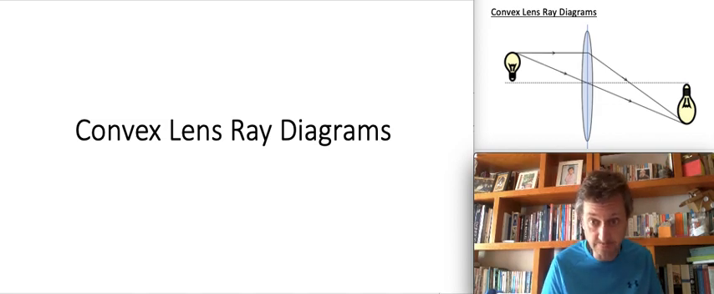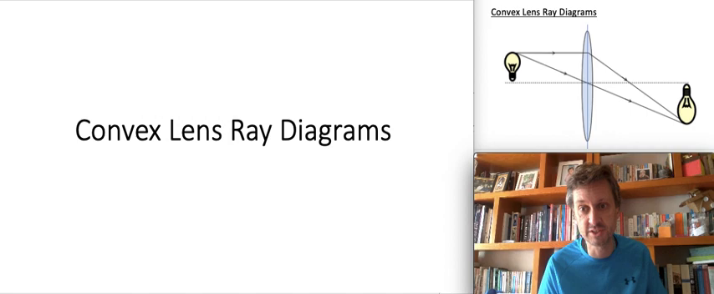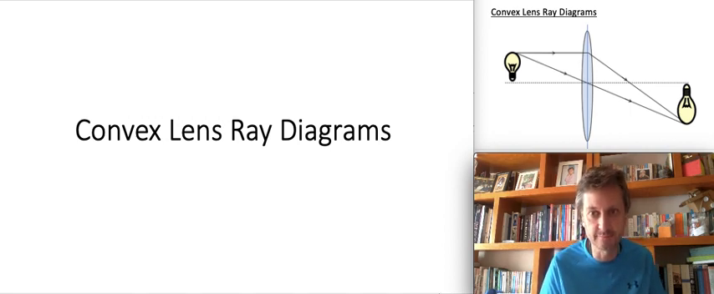You notice that my hair is completely out of control at the moment, as I assume yours is as well. In the first few lessons back this year, we'll just complete a few things that we didn't finish on light. Now, I think the only thing we've not really covered yet is lenses. So in this lesson, we'll look at lens ray diagrams.